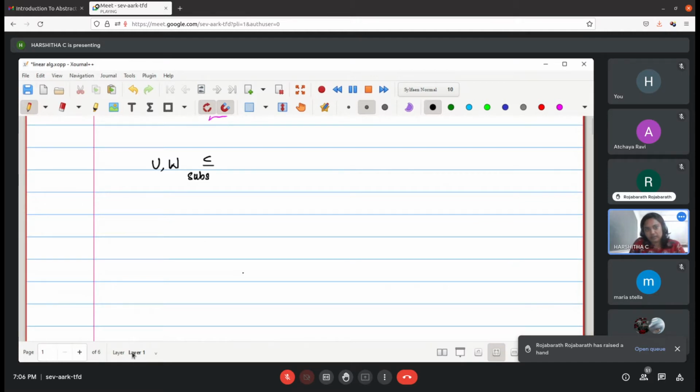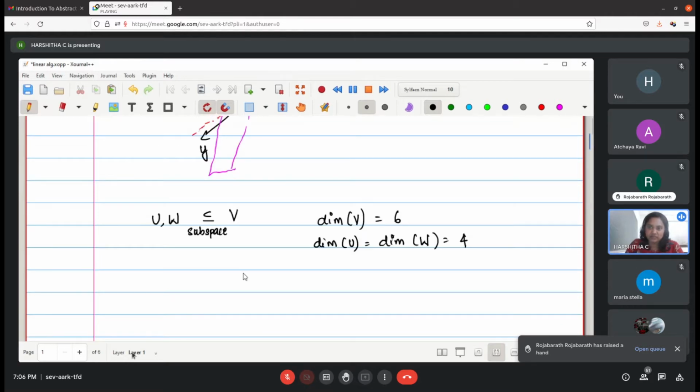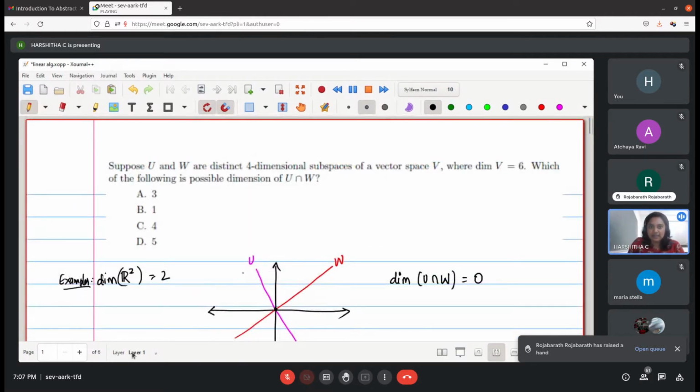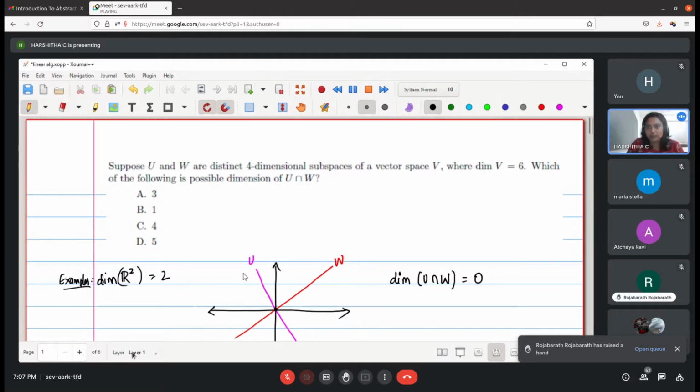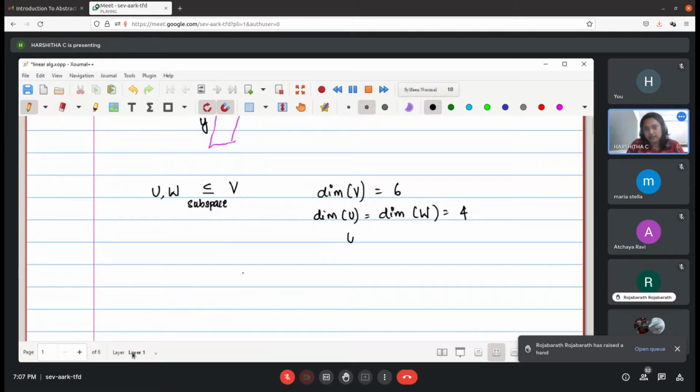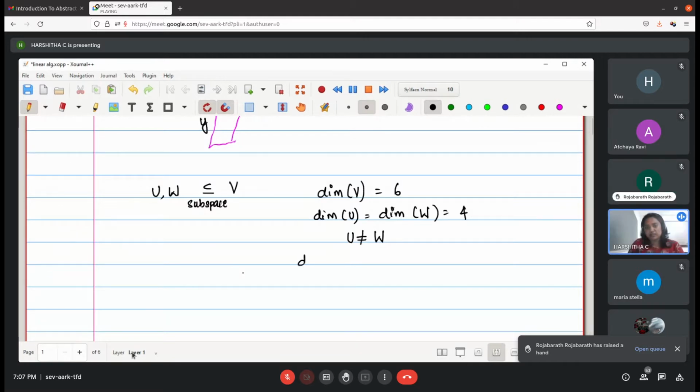So U and W are subspaces of V. What do we know? Dimension of V is equal to 6. Dimension of U is equal to dimension of W, which is equal to 4. And there's one more point given in the question. It says that they are distinct four-dimensional subspaces, which means W is not equal to U. So the question is, what is the dimension of the intersection?